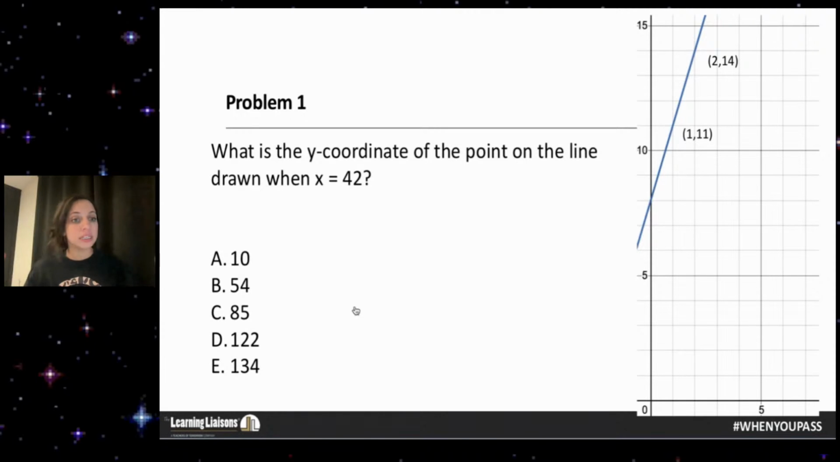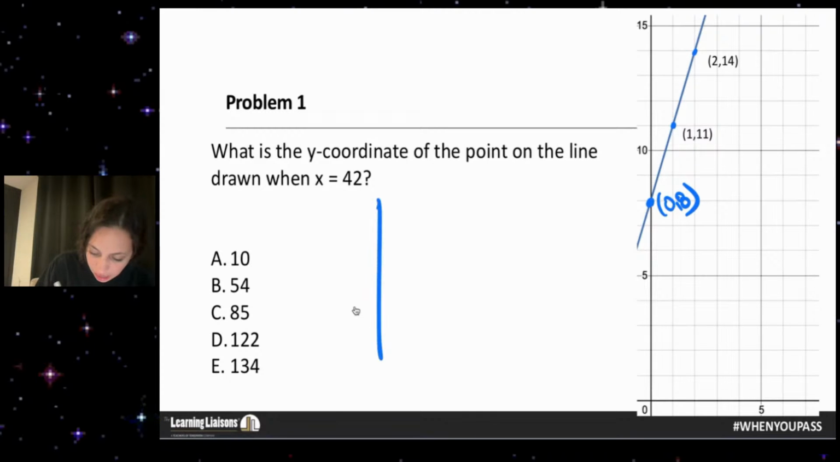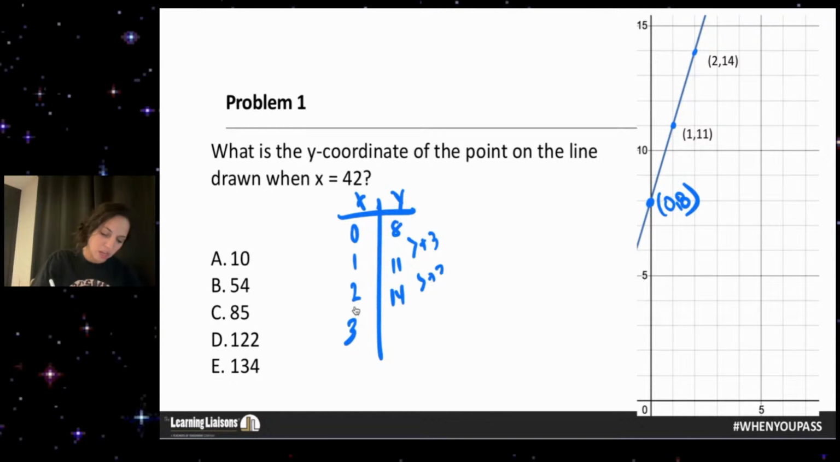So we could sit here and go, okay, if it's 0, 8, 1, 11, 2, 14, then that means if we have an XY table with 0, 1, 2 and 8, 11, 14, then 3 would be, it looks like we're adding 3 each time. So 3 would be 17. 4 would be 20. So at least I can get rid of 10. I know it's not 10. And we could do that process all the way to 42.